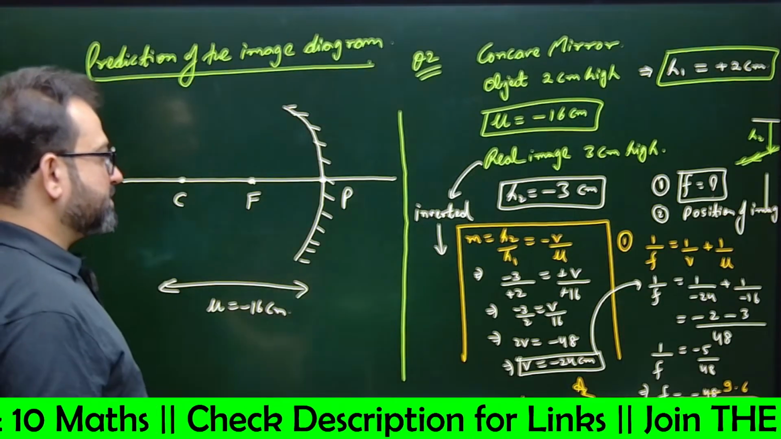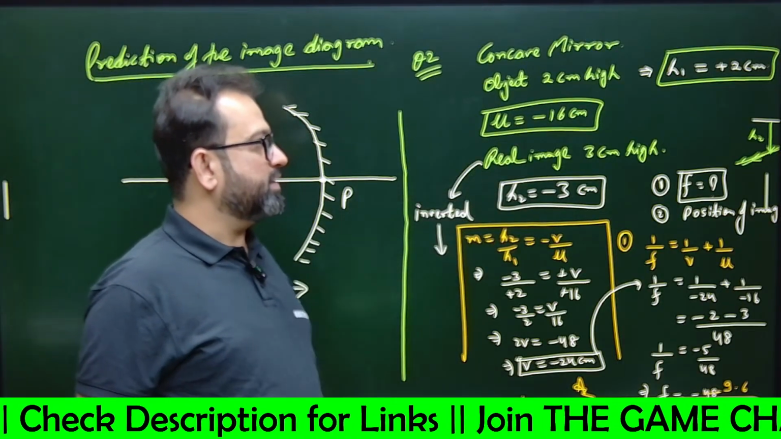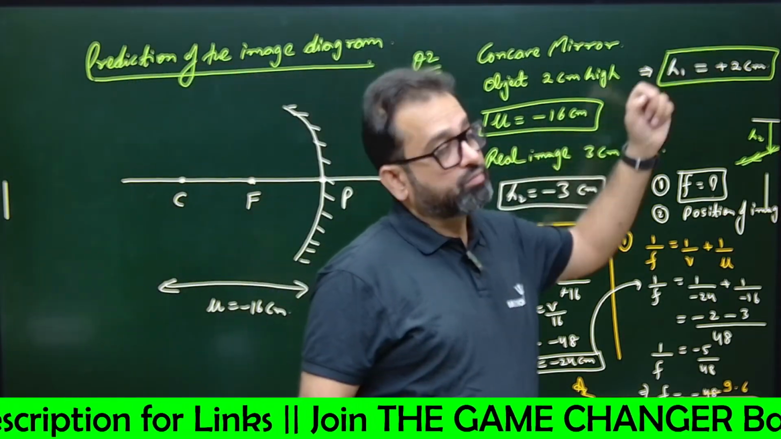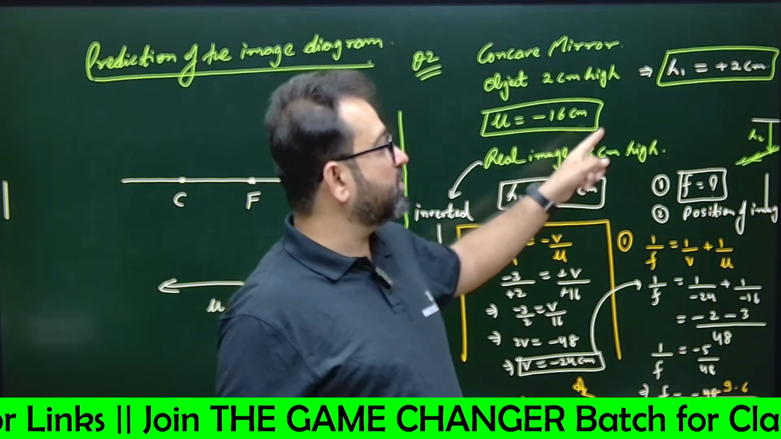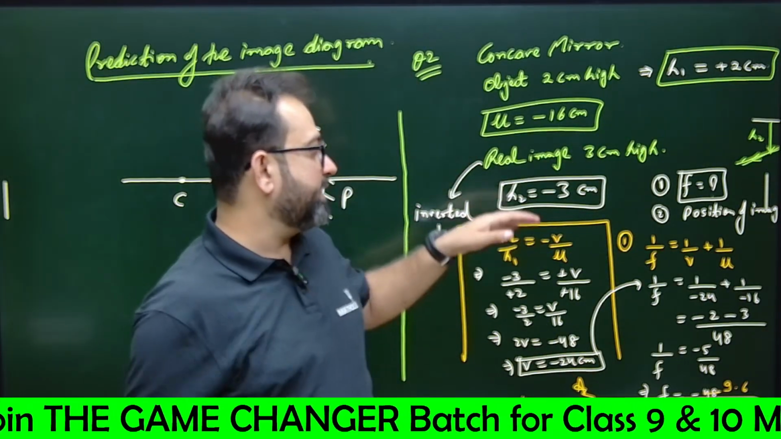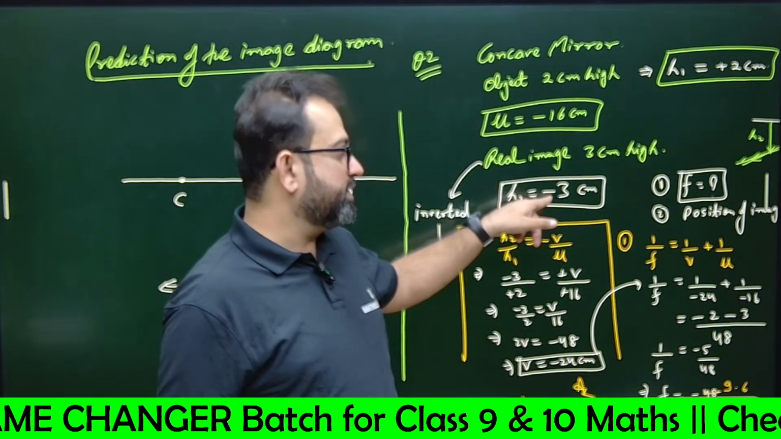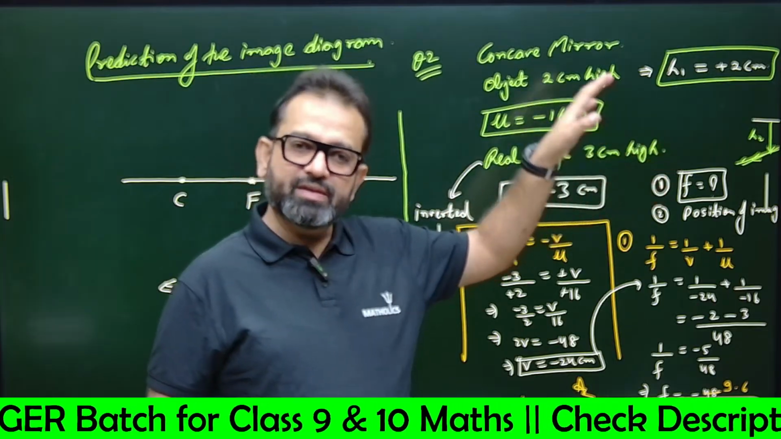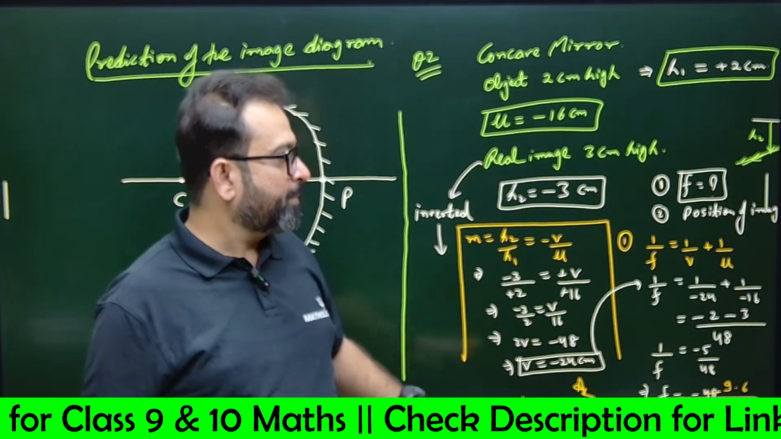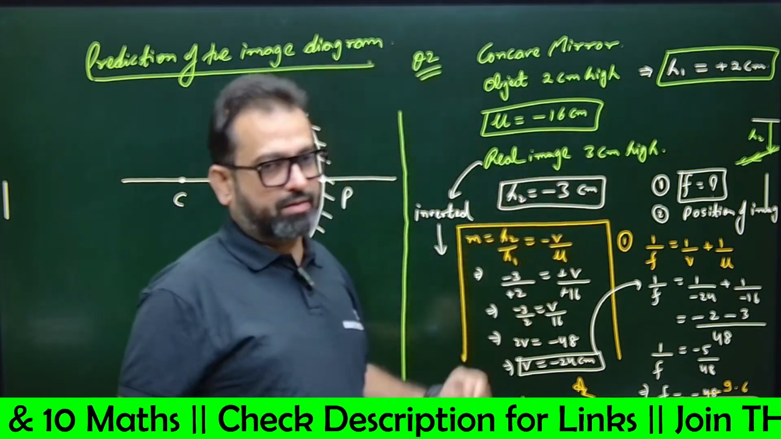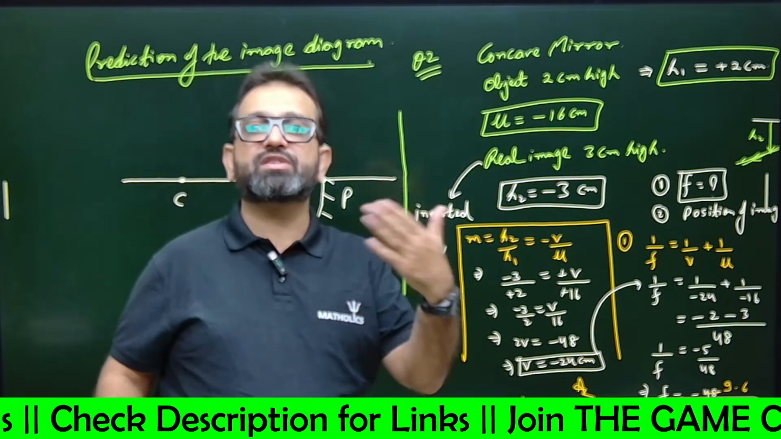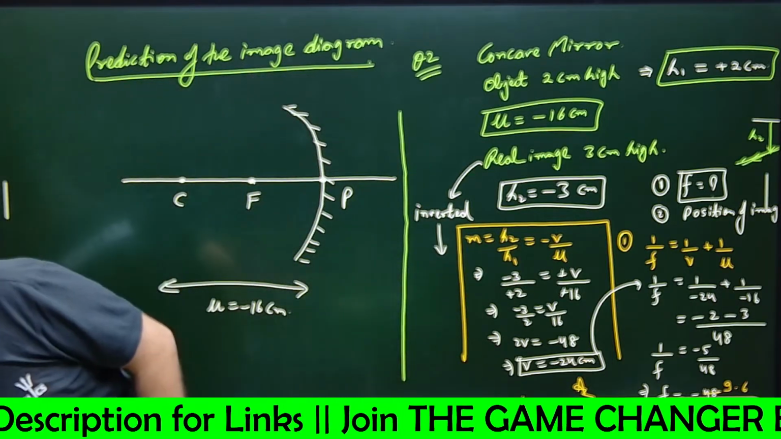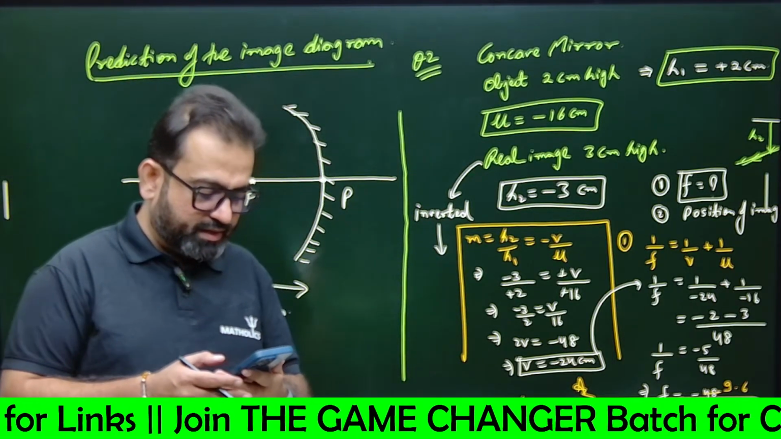Right. Next is image height is minus 3. Object height is 2. Is the image larger or smaller than the object? Obviously, the image height is negative. It is given. The real image 3 centimeter high means the image is on the lower side of the axis. The object is smaller, the image is higher. Magnified image, in which case do we get it? Tell me. Anyone?